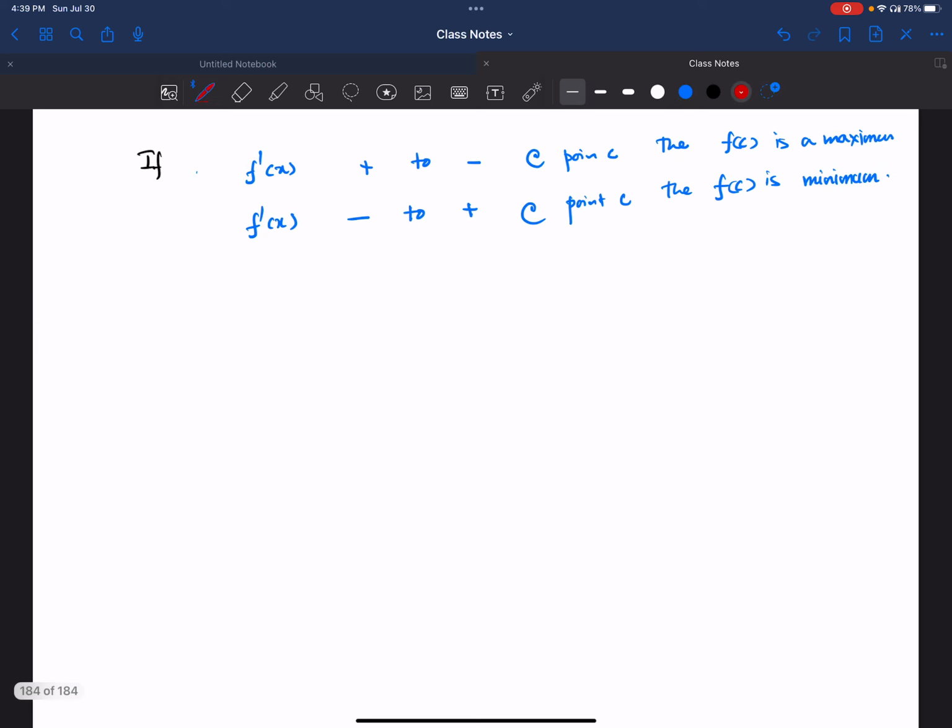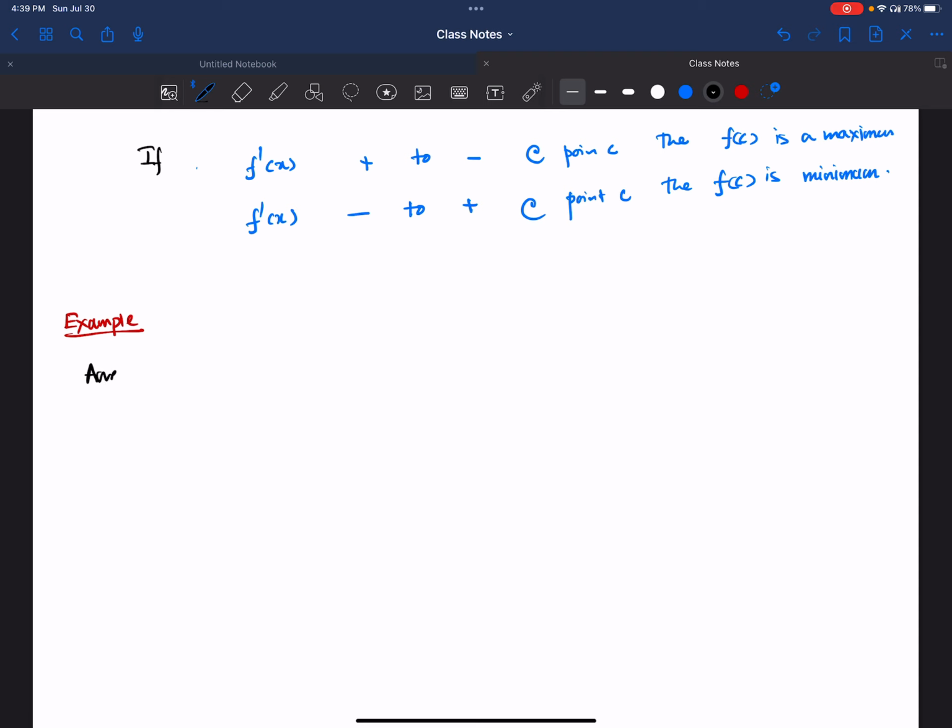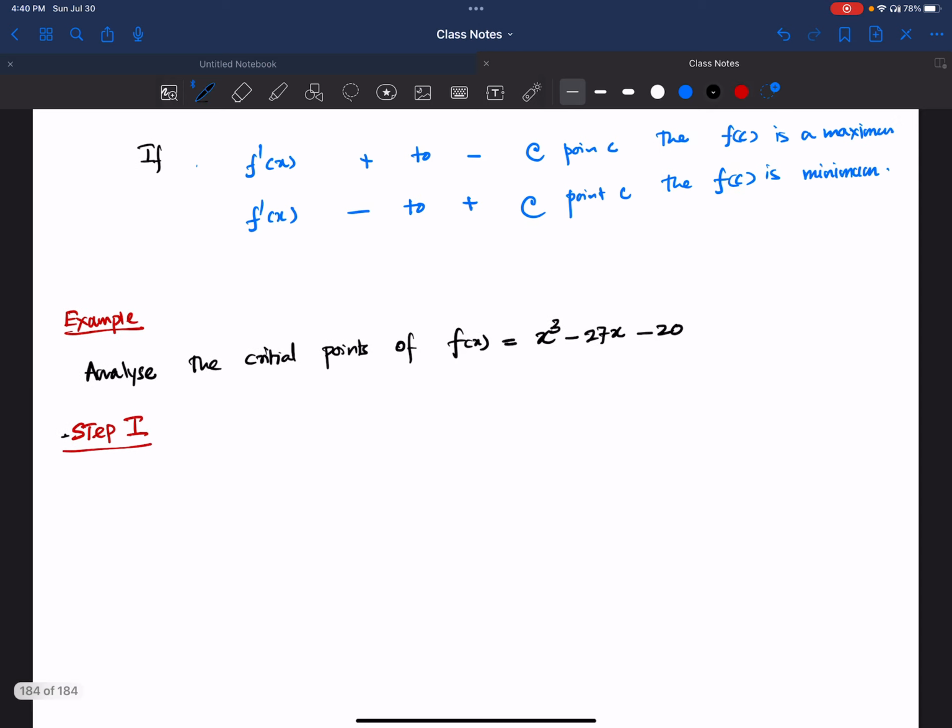So we are given a problem example. Analyze the critical points of f of x equals x cubed minus 27x minus 20. First, step 1. Find critical points.